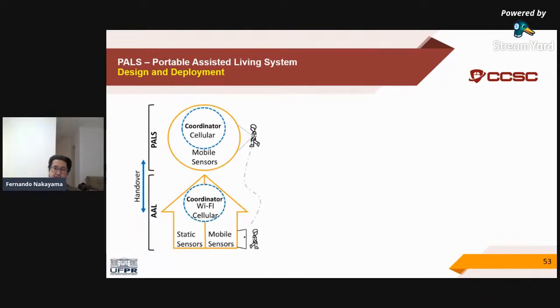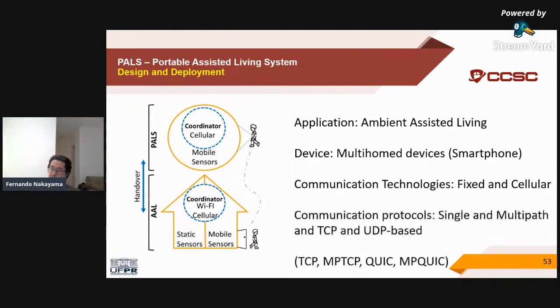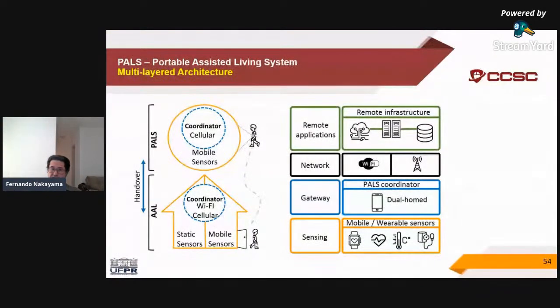So for the design and the deployment of PALS, we consider ambient assisted living, AAL, as an application, multi-home devices that are devices capable of using different communication interfaces simultaneously, fixed and cellular communication technologies, single and multipath, and also TCP and UDP-based communication protocols. So PALS is a multi-layered system.